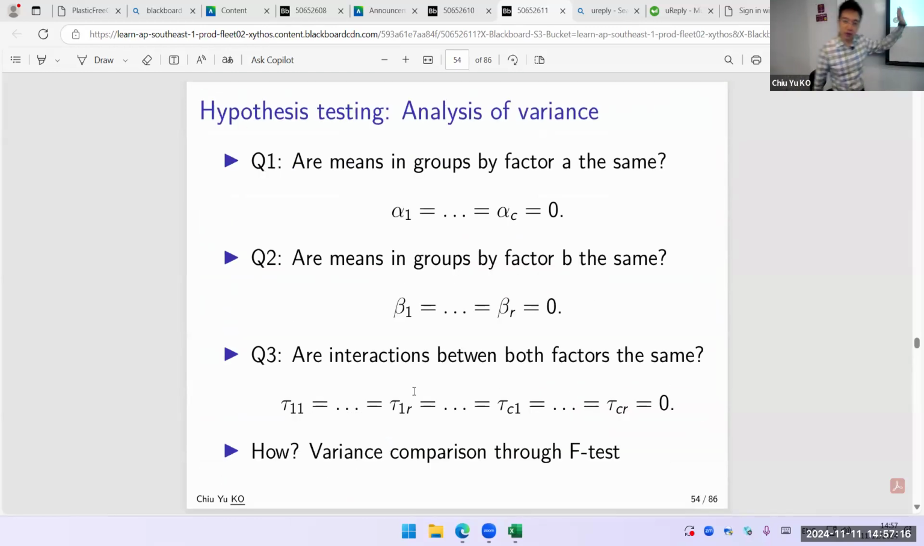Why do I want to do that? Because I want to ask the 3 questions there. As I mentioned, whether A grouping makes a difference, B grouping makes a difference, or A and B grouping, maybe there's some combination that makes a difference. Okay, so A and B is very simple. Basically, just one way ANOVA, right? You forget about one grouping, you can just do one way ANOVA, right? We know how to do it.